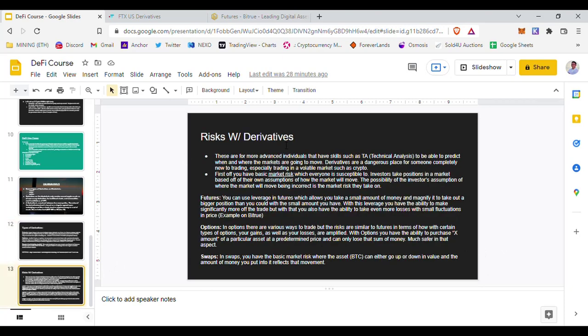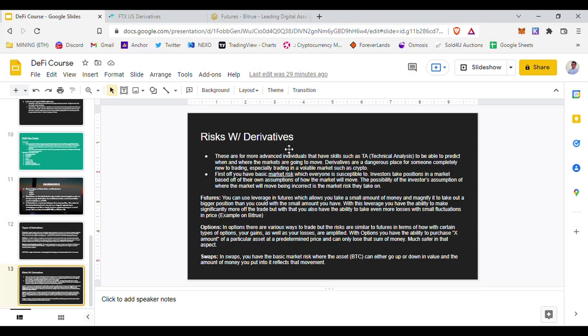But anyway, let's get into risks, because there's risks with everything, especially with derivatives, futures, options. These are for more advanced individuals that have skills such as TA, technical analysis, to be able to predict when and where the markets are going to move. Derivatives are a dangerous place for someone completely new to trading, especially trading in a volatile market such as crypto.